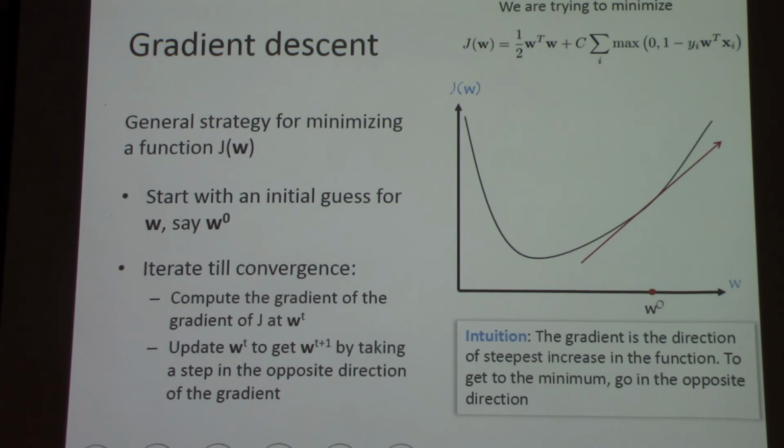And then you choose the opposite direction. So you compute the gradient, and you go down. Basically, you take a step in the direction of the negative gradient. And you keep doing this again and again till at some point you've taken too many steps and you want to stop. This is the general intuition behind gradient descent.